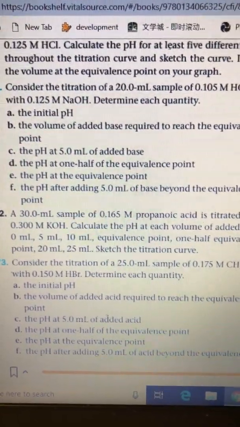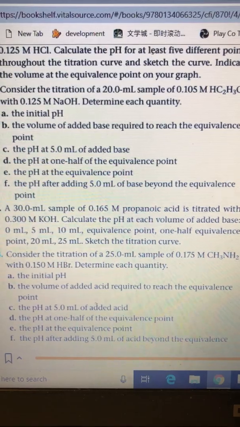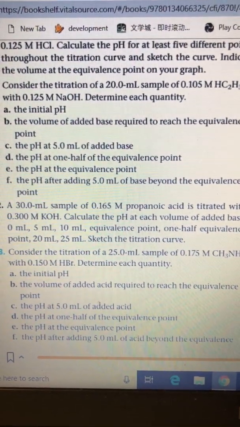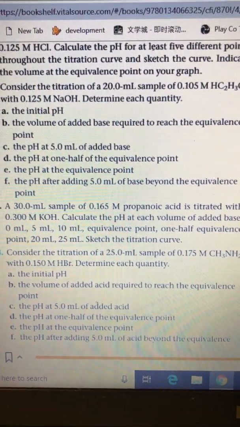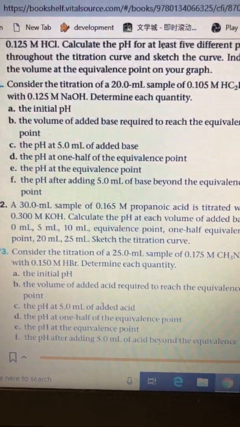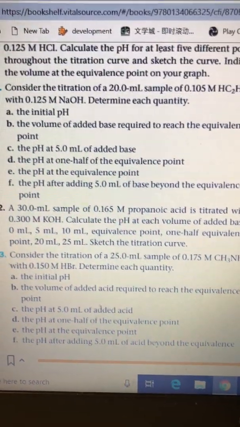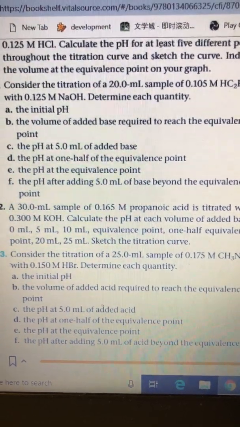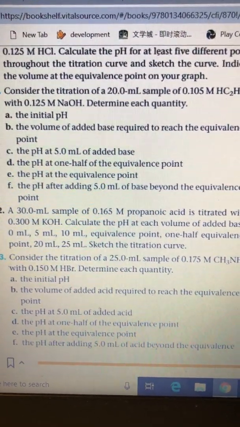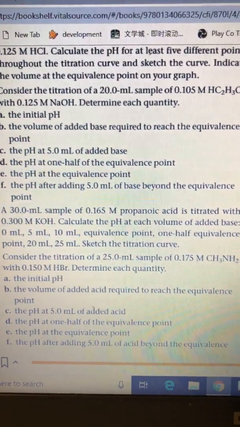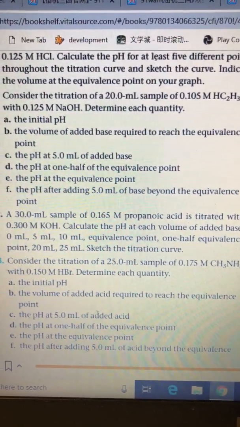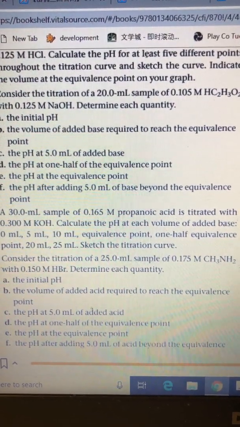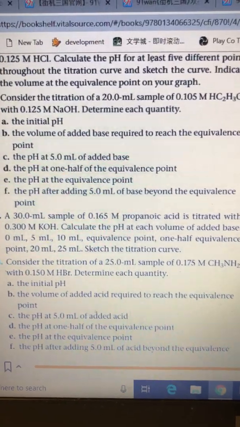Last step, the pH after adding 5.0 milliliters of base beyond the equivalence point. Alright, how to do this? Well, you already get the conjugate base, the weak base, at the equivalence point. Then you add another 5 mL of excess, actual strong base. You have a mixture of the strong base and the weak base. In fact, the contribution of hydroxide from the weak base in this case can be neglected.